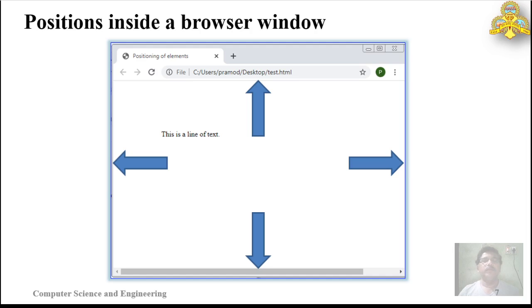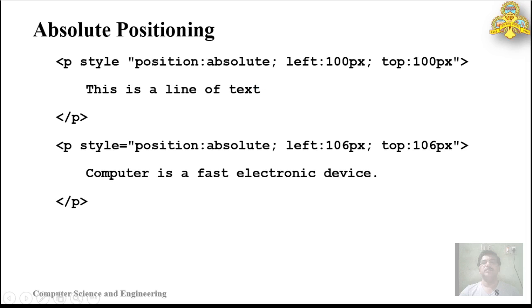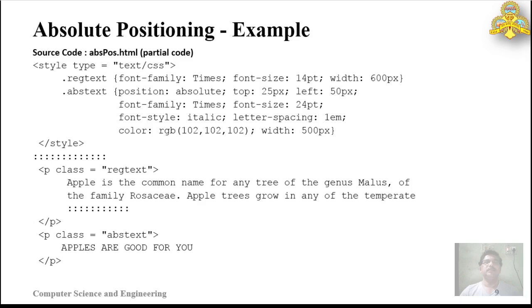So this is for placing the elements, how the left is measured. This is the top edge of the display window of the browser, and this is already covered. Positioning two paragraphs with absolute coordinates.